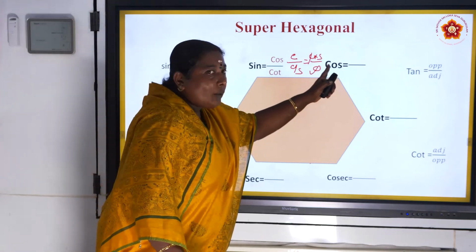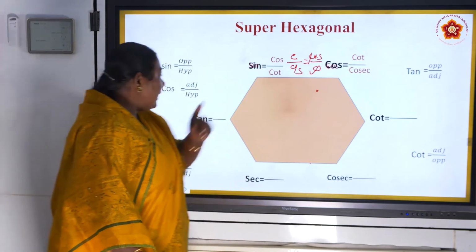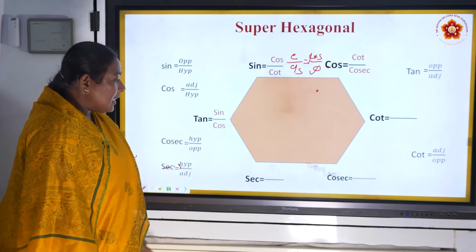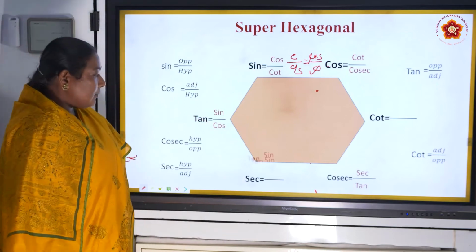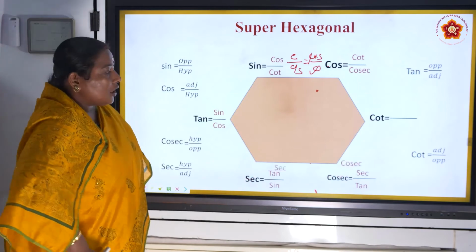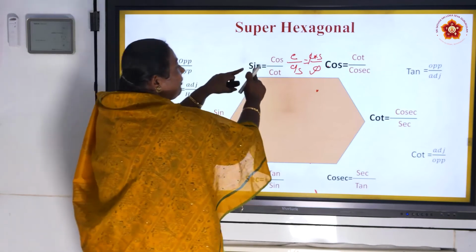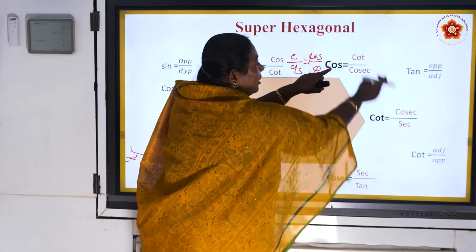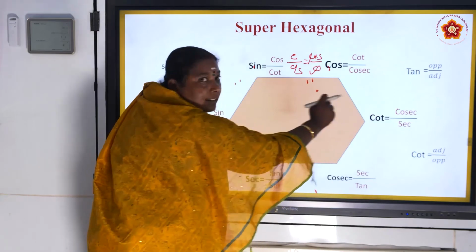Now next. Cos, how it will come? It comes from cot by cosecant. Right? Next. Let us see the tan. Tan comes from sine by cos. Next. Cosecant comes from secant by tan. Next. Secant, tan by sine. Next. Cot, cosecant by secant. That means if I have to write for sine, cos by cot. Cos, cot by cosecant. Next, cot, cosecant by secant.